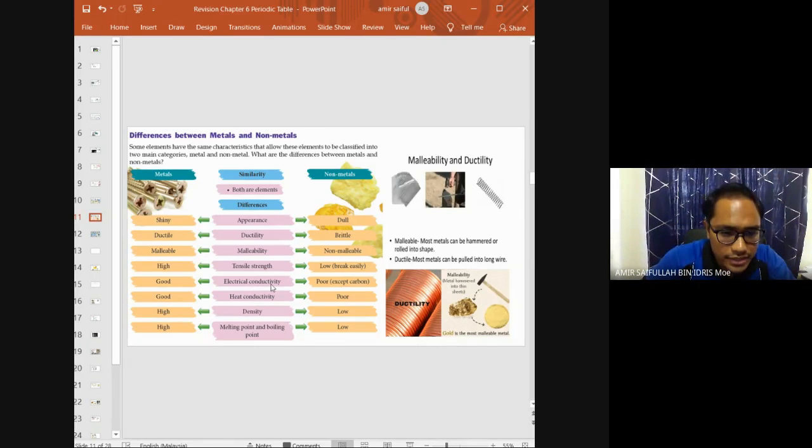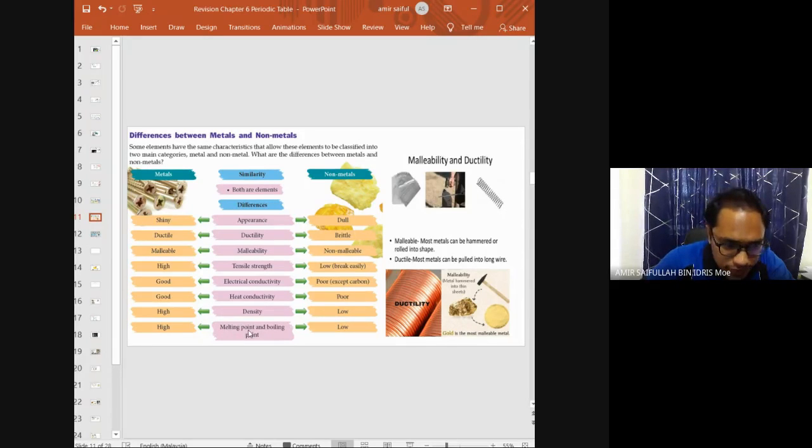Okay, electric conductivity, electrical. So all metal are actually good electric conductor. They can conduct electricity, whereas all non-metal are poor electric conductor. And then heat conductor also, metal are very good heat conductor, while non-metal are poor heat conductor. And then most metal has high density, and most non-metal are low in density.